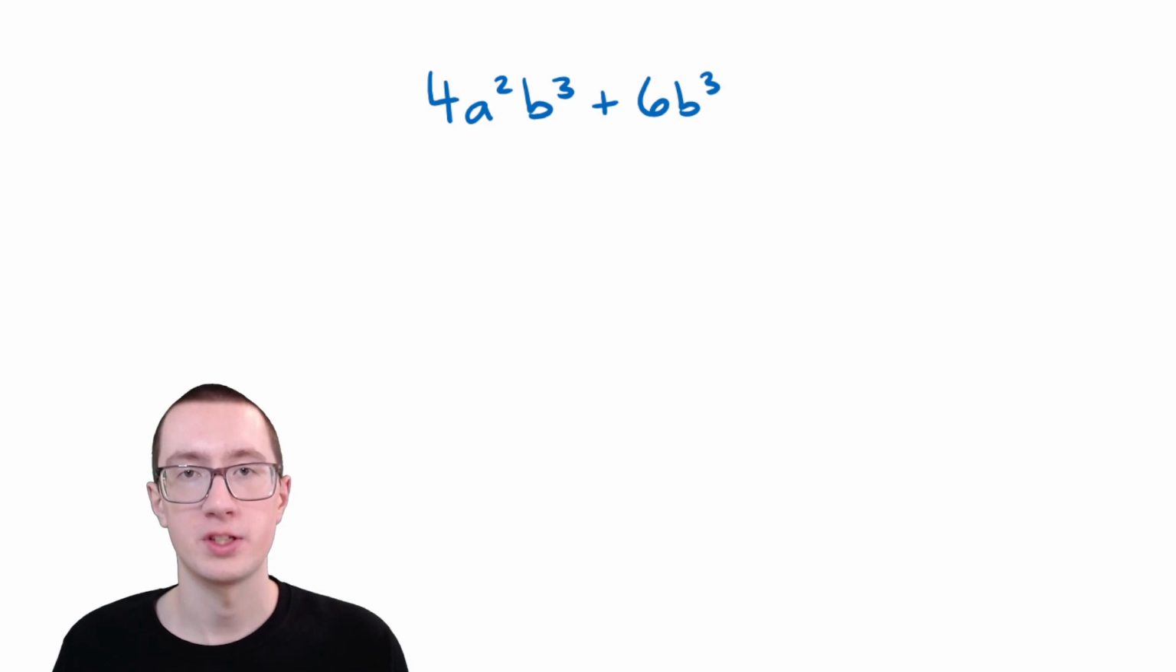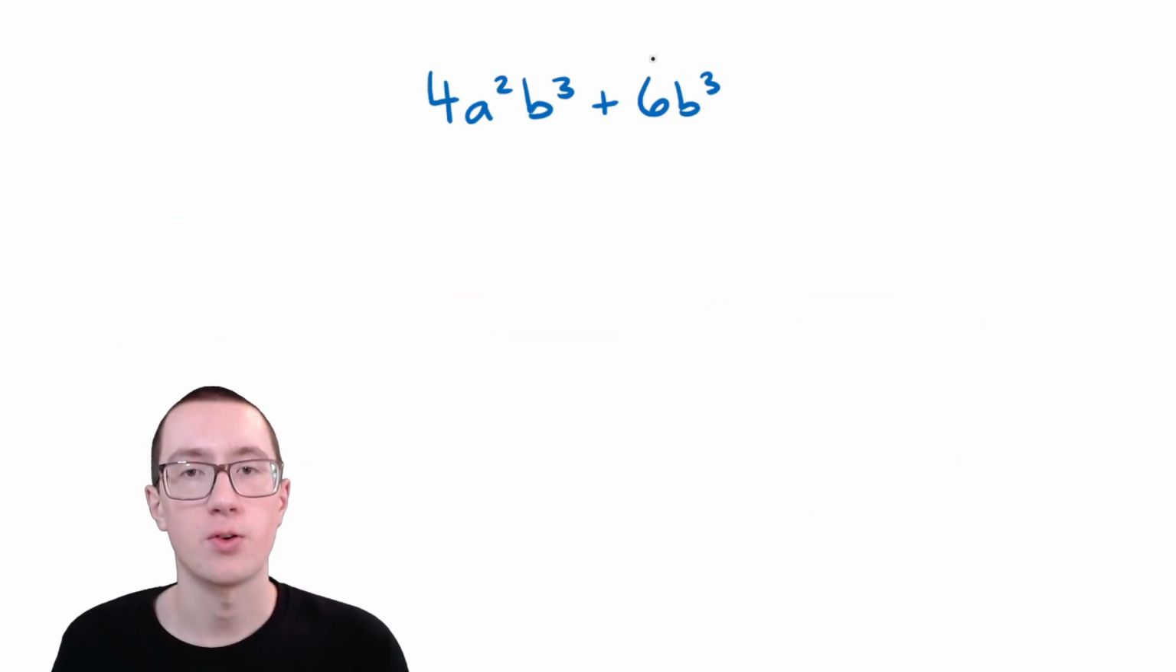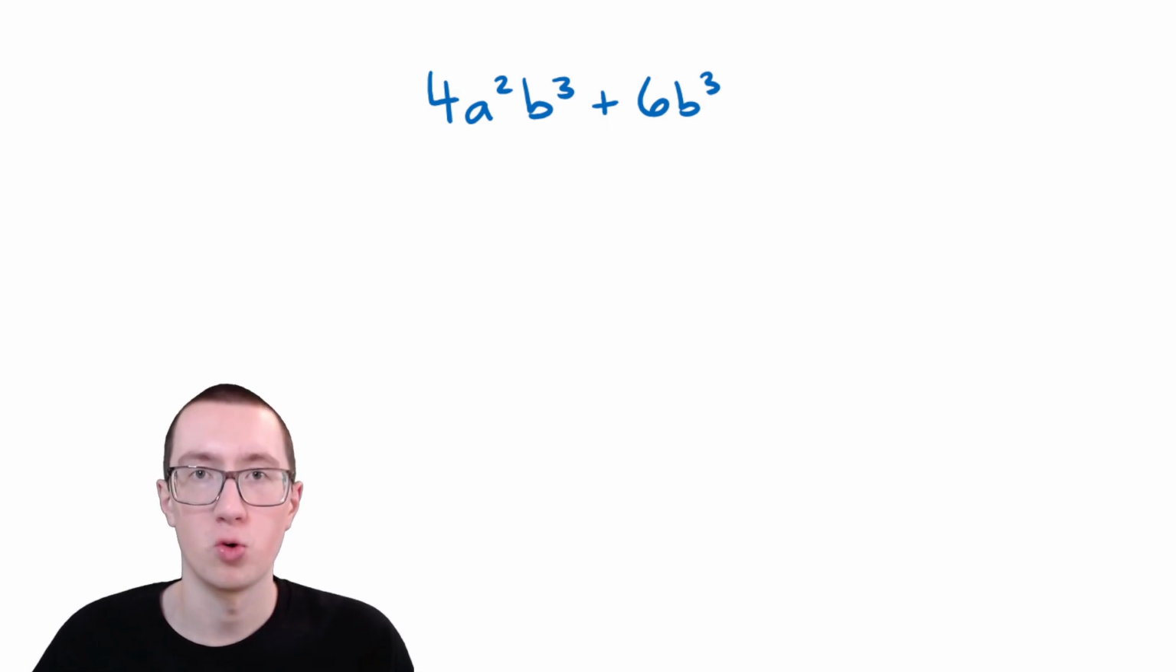Here are all 5 main ways to factor explained in just one video. So here's our first example. We need to factor this polynomial. So we're taking this thing that's already simplified and we're trying to turn it into multiple things being multiplied together.